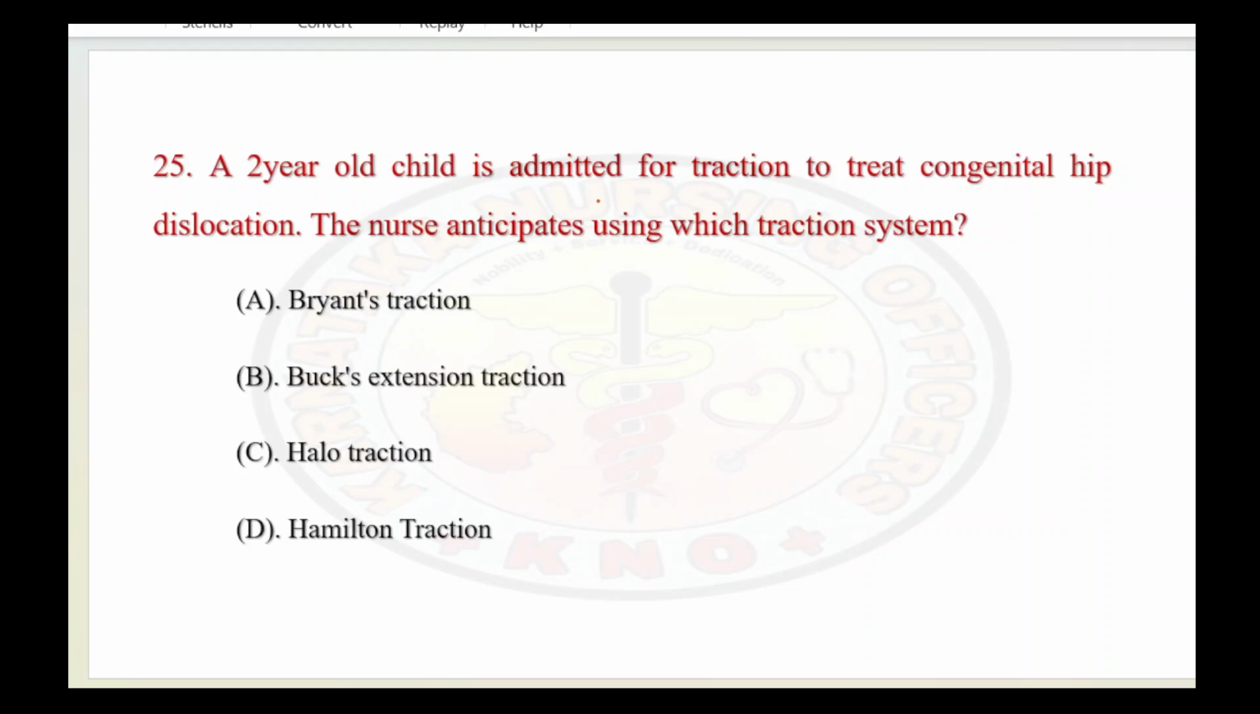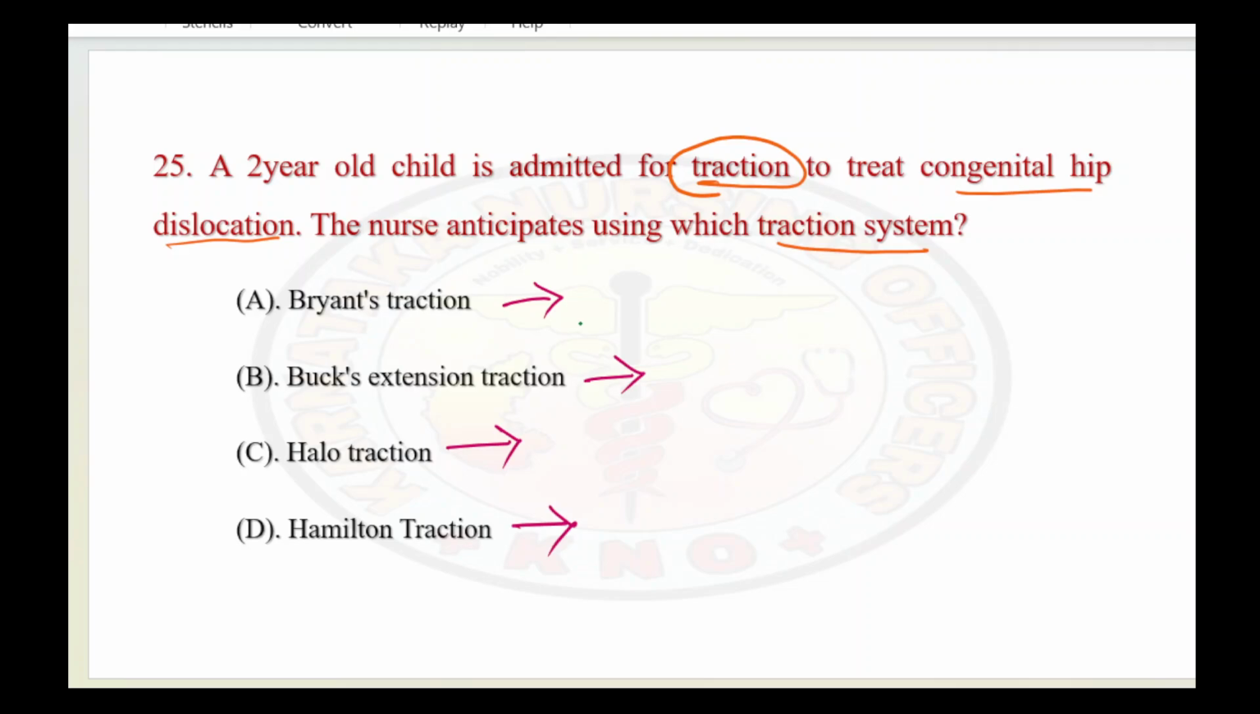A 2-year-old child is admitted for traction to support the fracture to treat congenital hip dislocation. The nurse anticipates using which traction system? So let's quickly see what kind of tractions we can use here. Bryant traction, Buck's extension traction, Halo traction, and Hamilton traction.